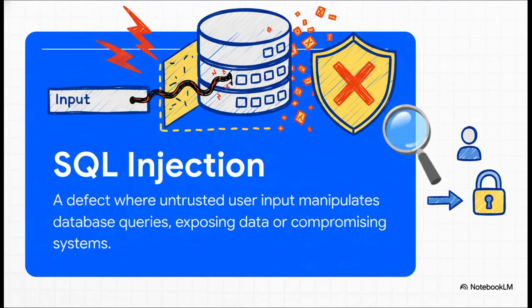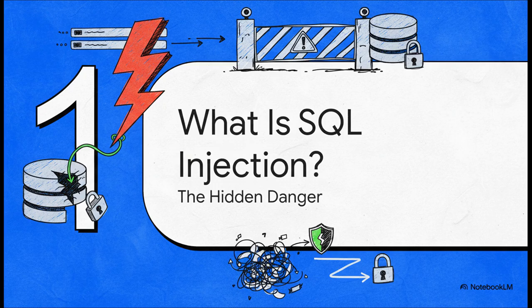It's a nasty software flaw where an application gets tricked into running database commands it should never, ever run. And we're not talking about a simple bug here. This is a wide-open backdoor that can expose, well, everything. So, first up, let's really break down what SQL injection is, and we're going to see how this danger can hide in places you least expect, right there in plain sight.